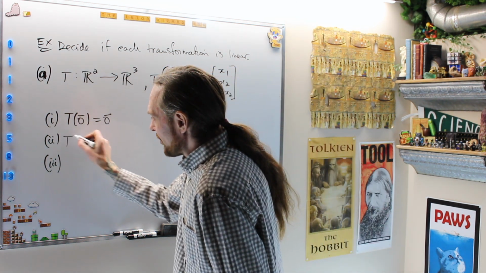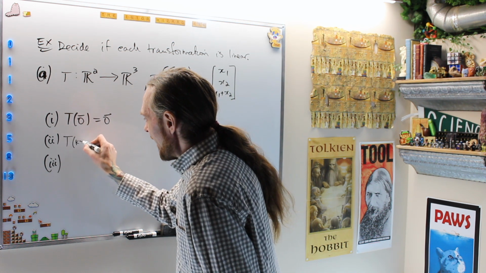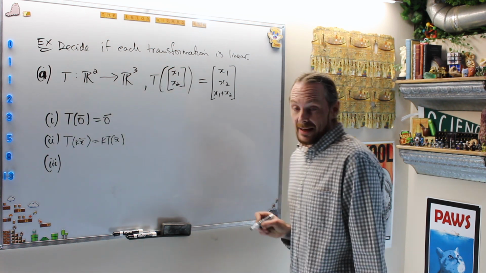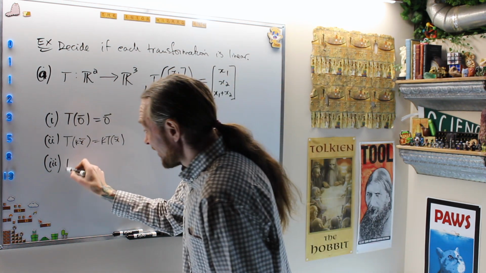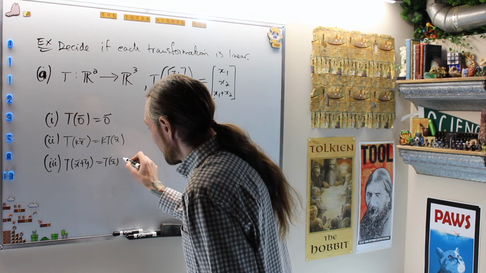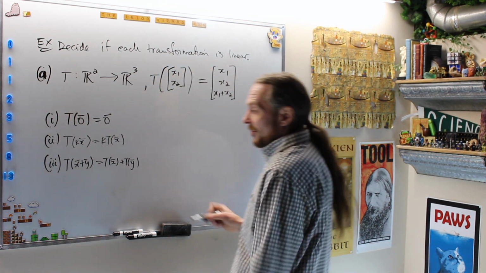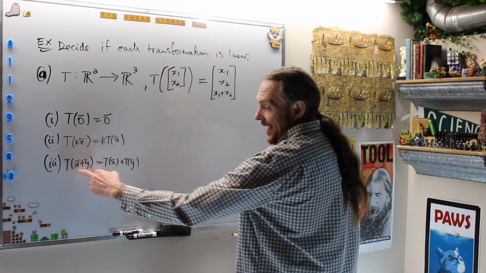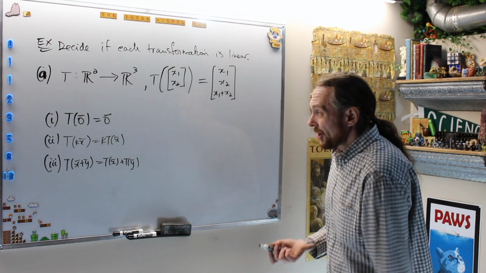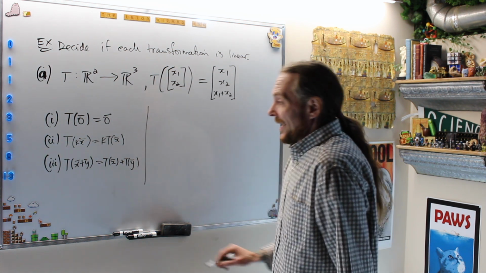What's the next thing I need to check? T of kx equals kT of x. They say it spits out scalars, and then I have to take 2 things every time. T of x plus y has to equal T of x plus T of y. Remember, this is in R2 and this is in R3, adding in R2, adding in R3 of the images. We want to know if that is going to work. This is what I have to check every time.